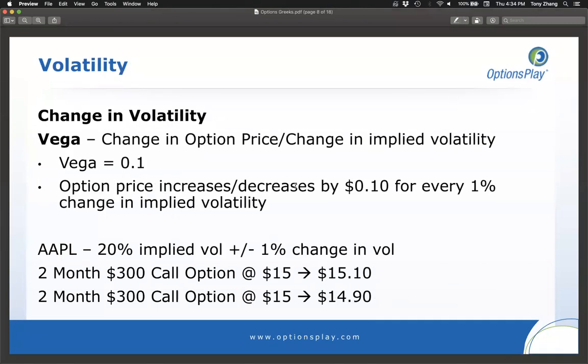And lastly, change in volatility. Vega. Some of you that have ever traded implied volatility, or heard of implied volatility, or even heard of the concept of buying options when vol is low, or selling options when vol is high, you think about those in volatility terms. So Vega is what tells us the change in volatility. So Vega tells us the change in the option price for the change in implied volatility.